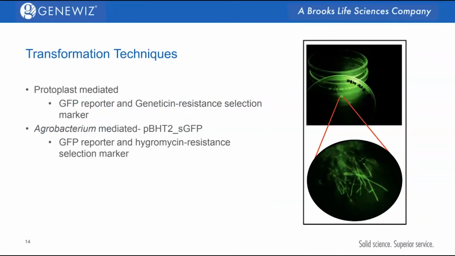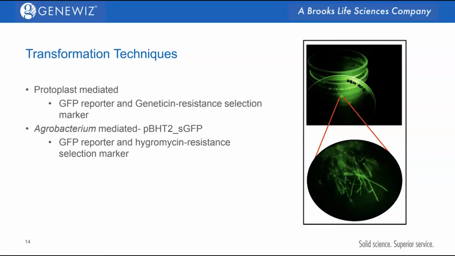So basically, coming to a forward genetic screen, we used 2 different transformation techniques. One was protoplast-mediated transformation, or PEG-mediated transformation of protoplasts. In this, a GFP reporter with geneticin resistance selection was used. The second one I used was Agrobacterium-mediated transformation, and the plasmid I used was pBHT2S-GFP, which I'll talk about in detail in a moment. In this, the resistance marker was hygromycin, and also the green fluorescent protein. So in both of the techniques, we had two different selection markers. One was the fluorescent marker and one was the antibiotic marker.